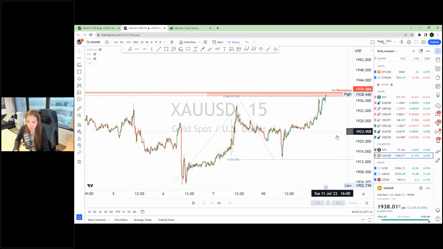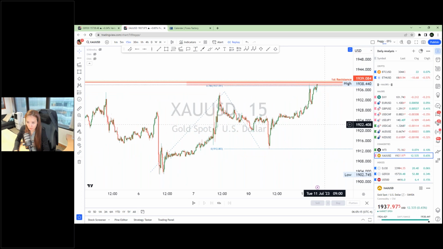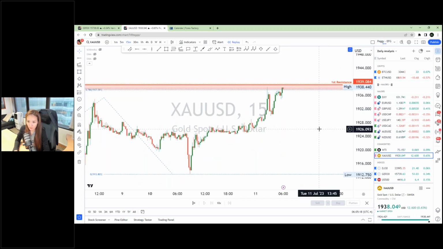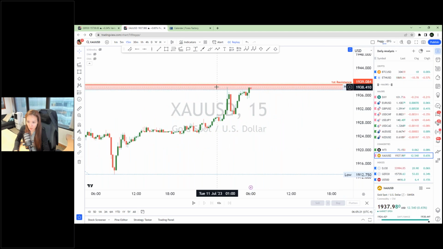And actually this is the first time price reacted to this zone, and then it came down, I think more than 50 pips. From 1938 all the way down, so I think almost 800 points or 80 pips in gold. That is quite a lot for a scalper, or if you scalp.